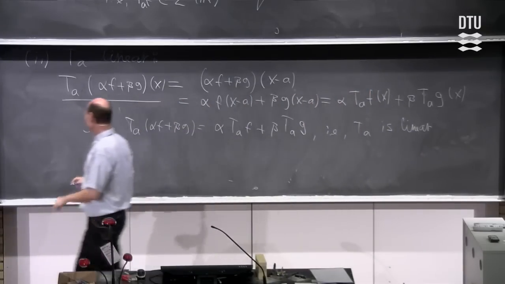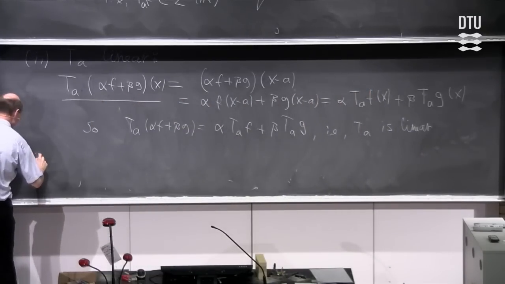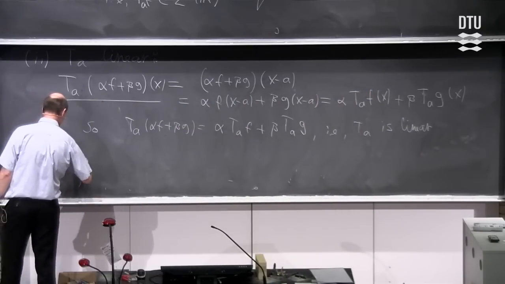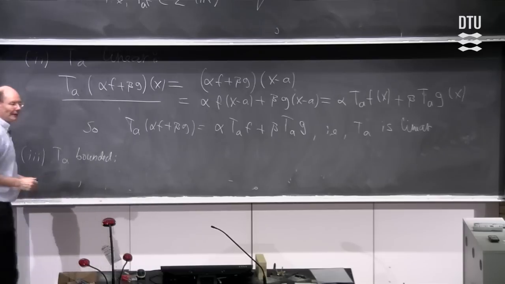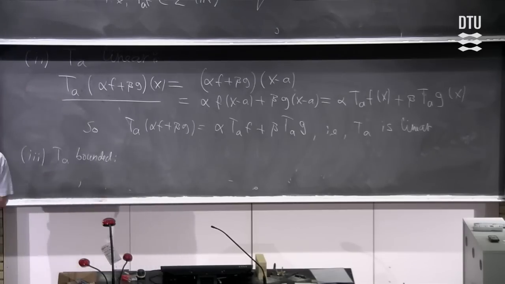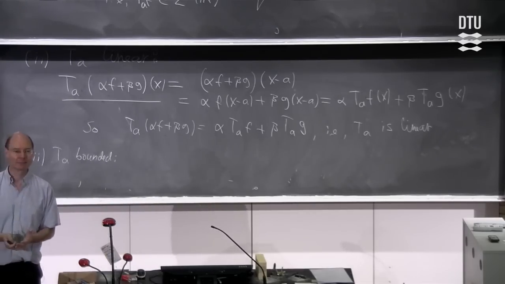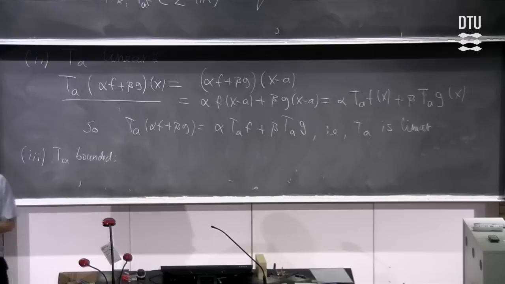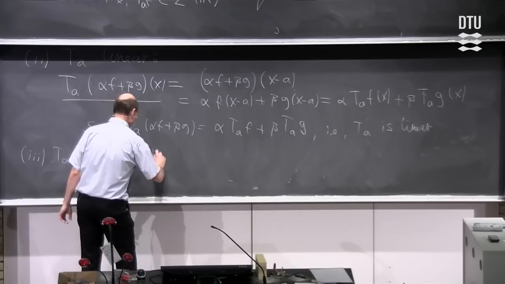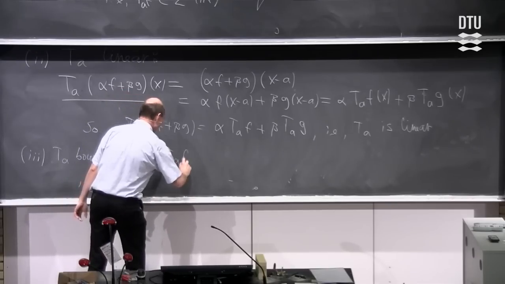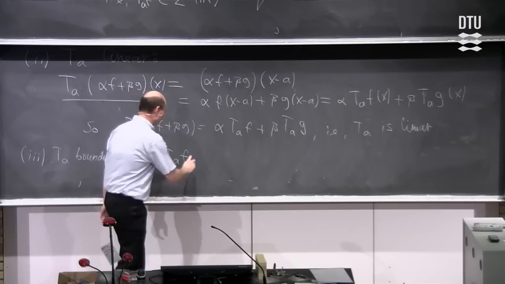Then we need to show that it is bounded. And you know already from the exercises that usually we get that for free when we have shown that the operator is well defined. And this is exactly what happened again here. Because to show that T_A is bounded, we need to look at T_A of some element f.